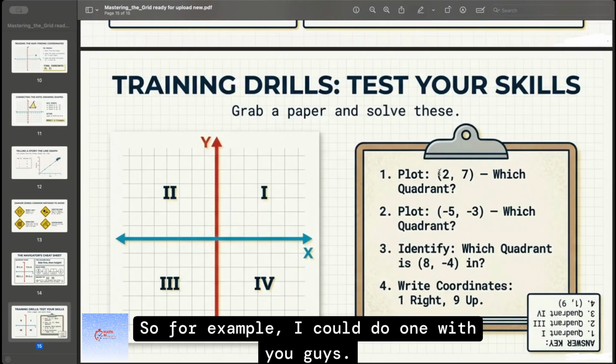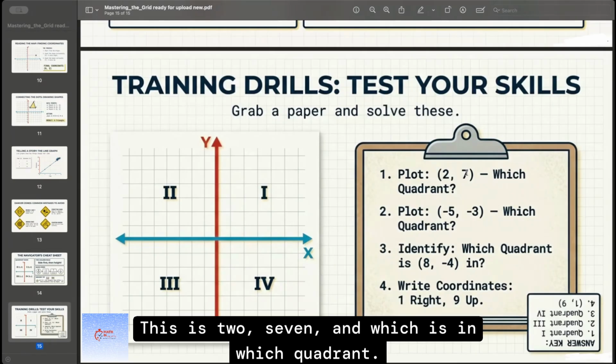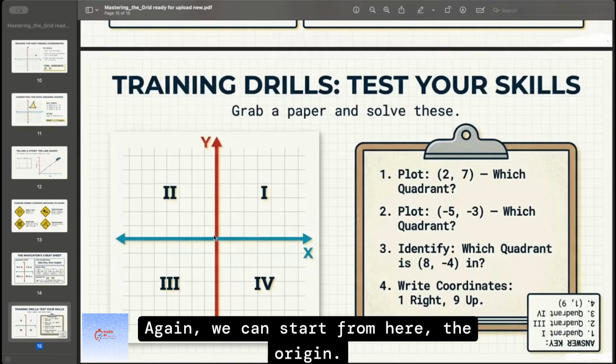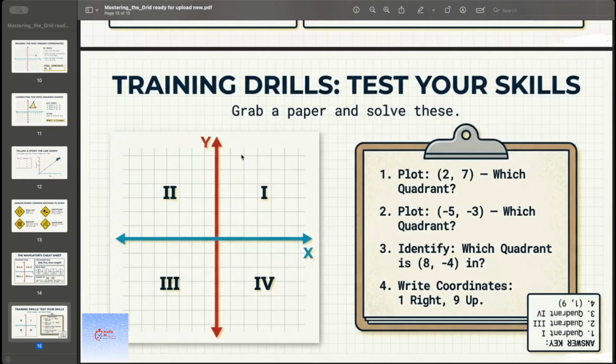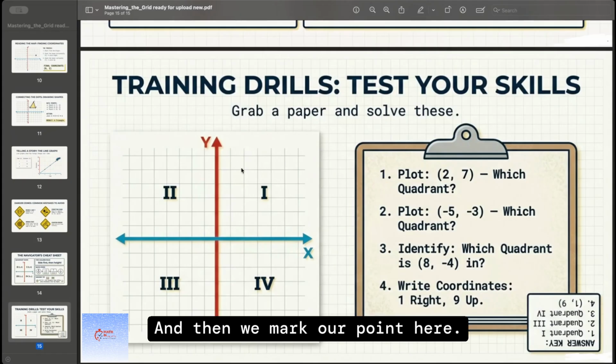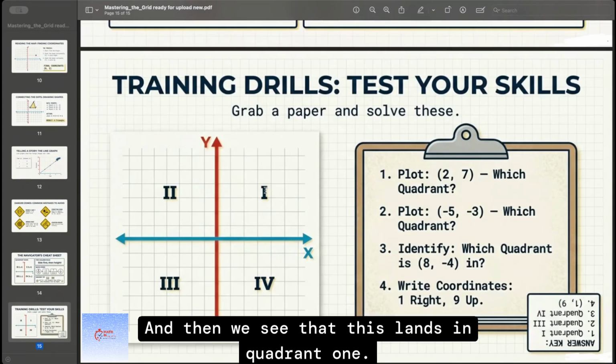So for example, I could do one with you guys. This is 2, 7, and which is in which quadrant. Again, we can start from here, the origin. We can go by 2 to the right, and then we go 7 up. And then we'll mark our point here. And then we see that this lands in quadrant 1. So 2, 7 is in quadrant 1.